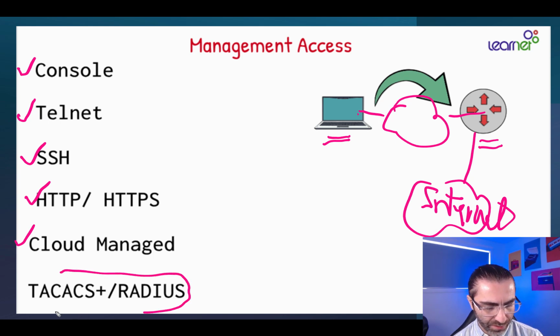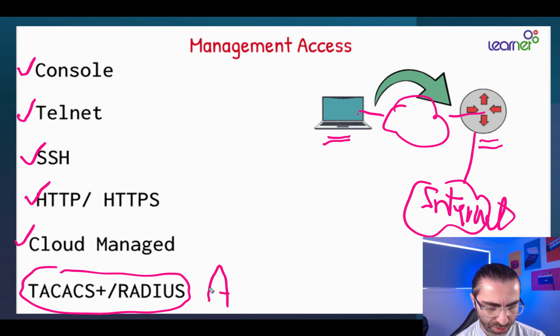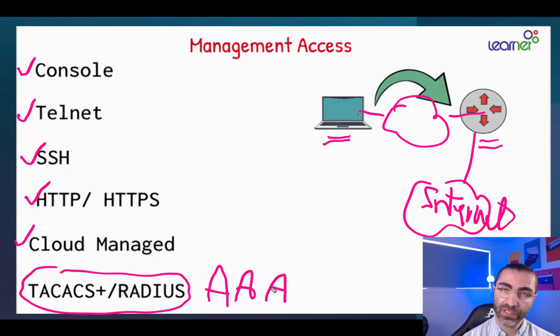TACACS and RADIUS are not remote access protocol providers. I mean, you cannot use TACACS and RADIUS to connect to a device like Telnet, SSH, HTTP or HTTPS. But these protocols help us to implement AAA, so somehow they are related to management access. So Cisco put them in the topic. AAA stands for authentication, authorization, and accounting, and I will be talking about it in a few minutes.